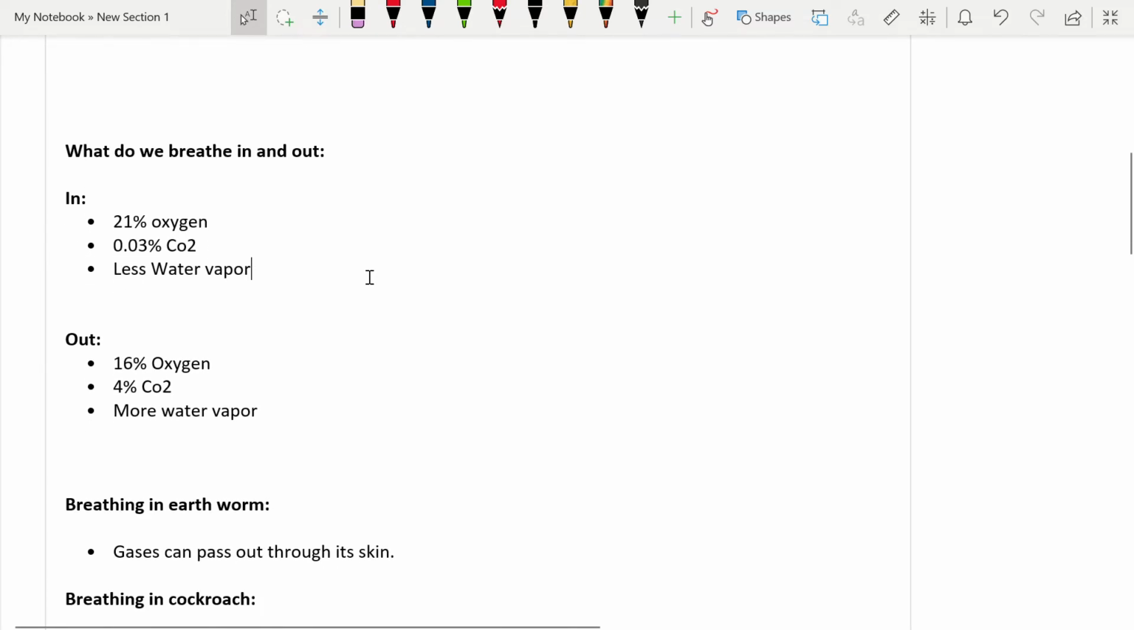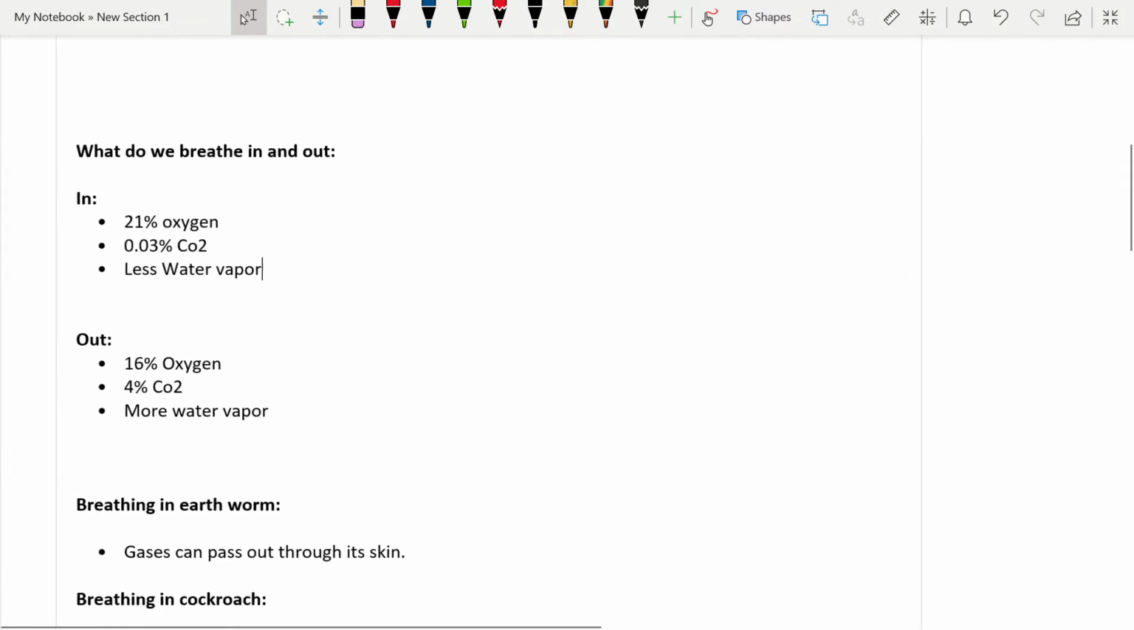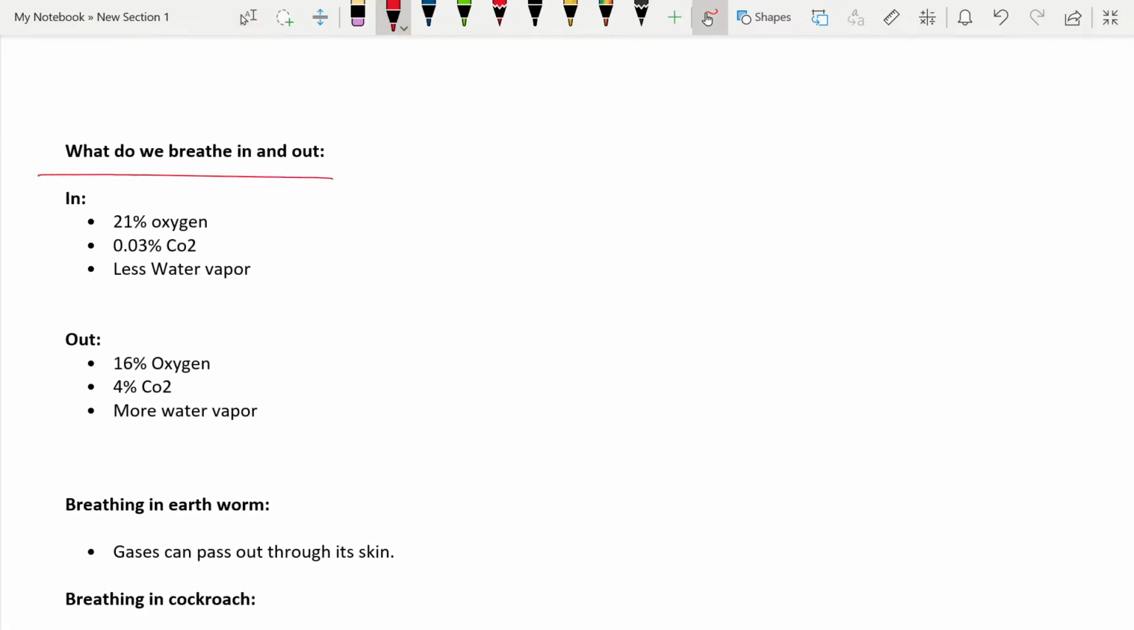Why do we breathe in and out? What do we breathe in and out? We breathe in 21% oxygen, 0.03% CO2, which is carbon dioxide, and less water vapor than when we exhale. When we exhale, we breathe out 16% oxygen, 4% CO2, and more water vapor than we breathed in. Hope you got that. Let's move on.